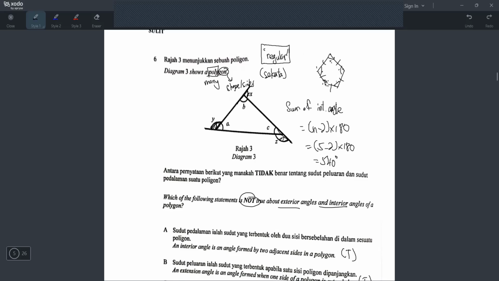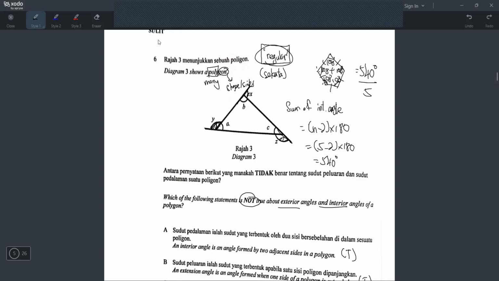The sum of all these 5 angles added together is 540. So can you tell me how much each one is? 540 divided by 5, right? So you get 108 each. 108. Okay. Because they mentioned the word regular.